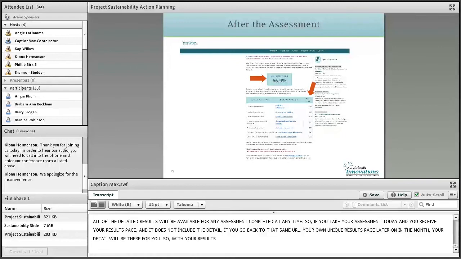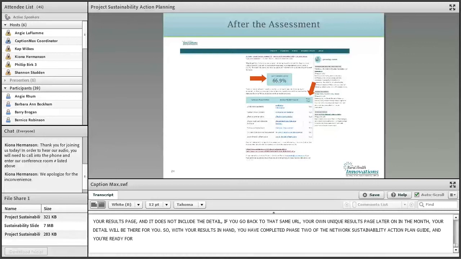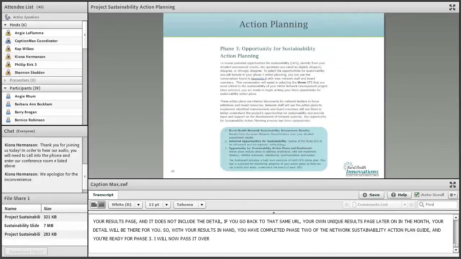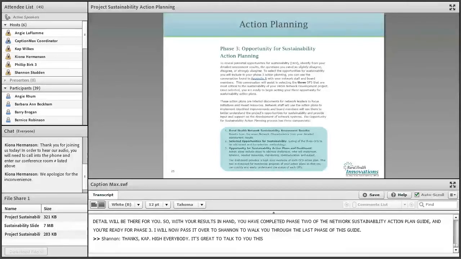So with your results in hand, you have completed phase 2 of the Network Sustainability Action Plan Guide, and you're ready for phase 3. I'll now pass over to Shannon to walk you through the last phase of this guide. Thanks, Cap, and hi, everybody. It's great to talk to you this afternoon.